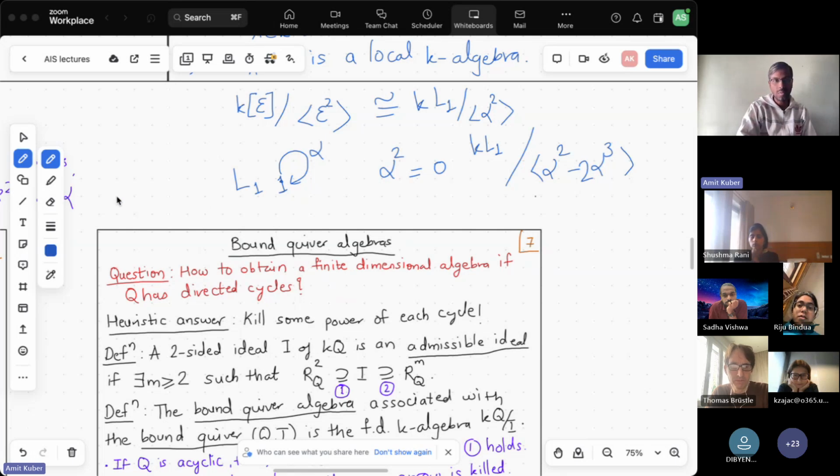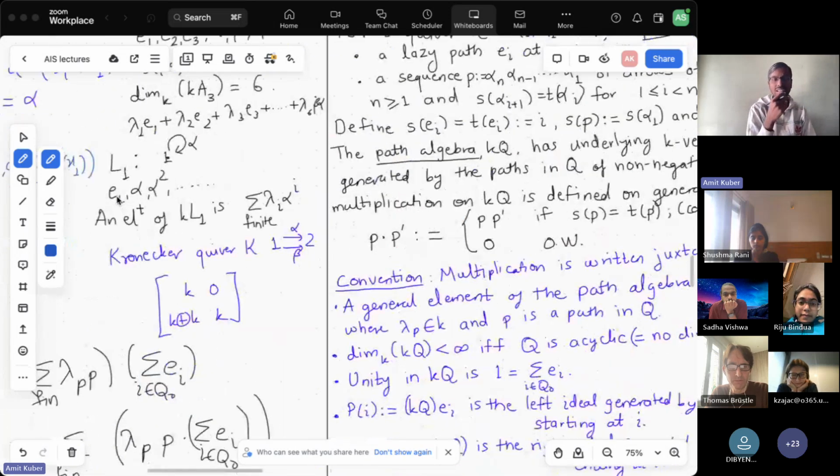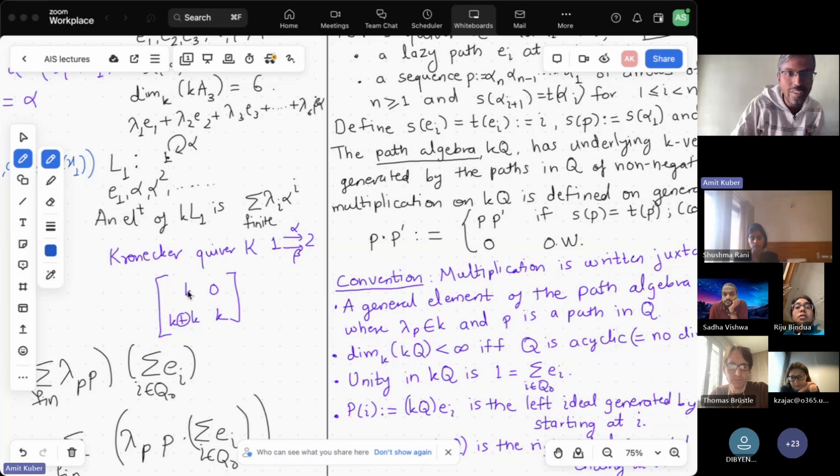So for example, let's go back to this Kronecker quiver. By the way, I think I did not mention yesterday, Kronecker died before the 20th century. He was in the 19th century, studying pairs of n cross n matrices up to simultaneous conjugation, and that's why these kinds of quivers are named after him. Okay, so Kronecker quiver.